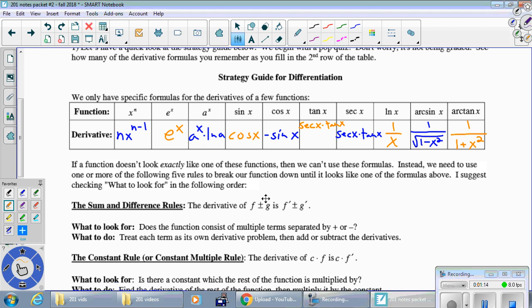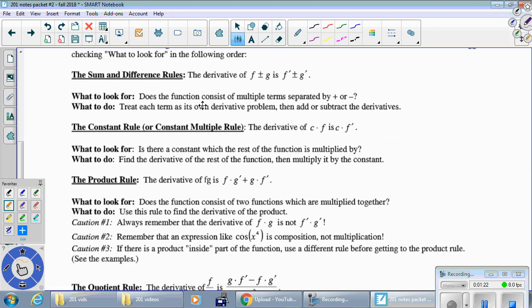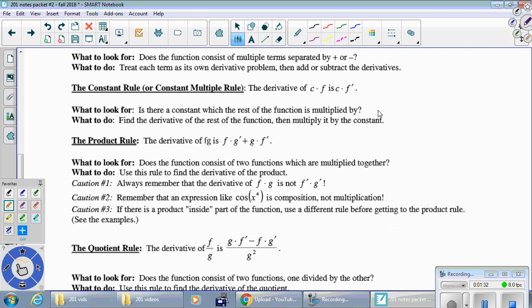We have very few things we can differentiate in one step other than these 10 right here. So if you happen to have something that looks like a sum or a difference, then you use our very nice sum or difference derivative formulas. What are you looking for? You want the function to consist of multiple terms separated by pluses and or minuses, and you treat each term as its own derivative problem and then just add or subtract the derivatives at the end.